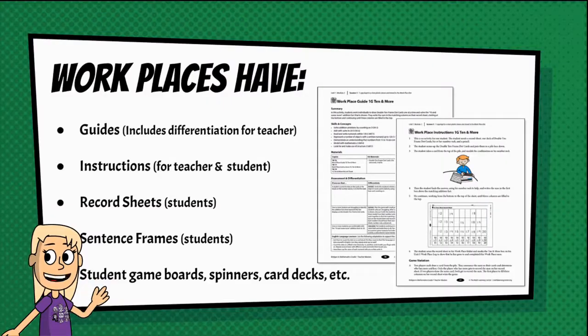All right, workplaces have guides, which includes differentiation for the teacher. So the guides are the directions, right? There's instructions for the teacher, instructions for the student. There's record sheets for the students, and those are the ones that I was telling you that you're going to have to reproduce for the kids to each have their own copy. And then there's sentence frames for students. You only need to have 3 for each game, and those sentence frames stay within the bin. There's student game boards, spinners, card decks, things like that. There's all these manipulatives that you need.